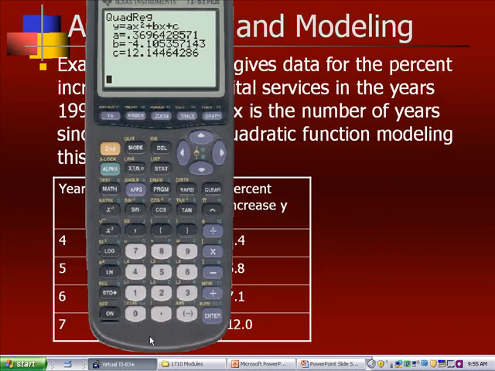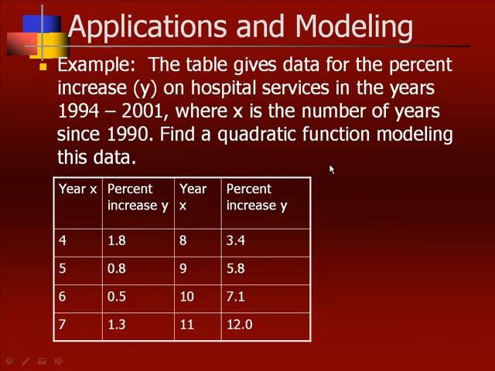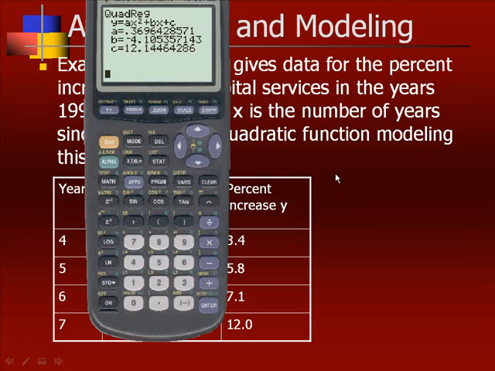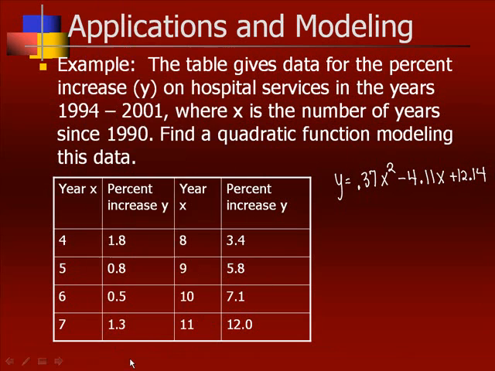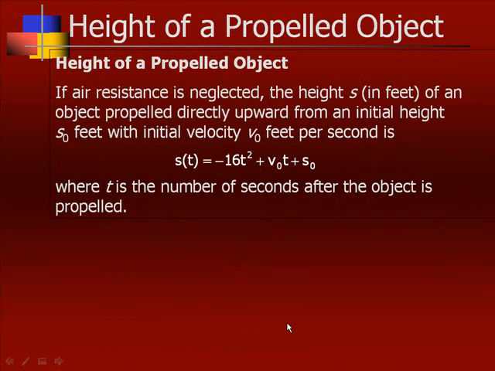So it tells us to find the quadratic function modeling this data. So now when we come up here, we say y equals a, which is 0.37. I'm just going to roughly go to the hundredths: x squared, minus 4.11x, plus c, which is 12.14. This would be our quadratic function modeling this data.